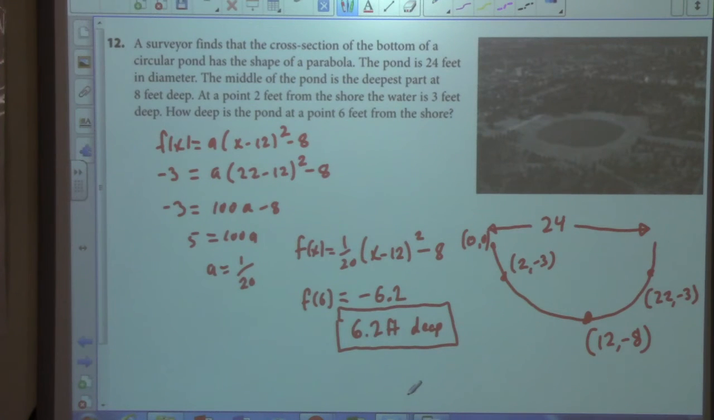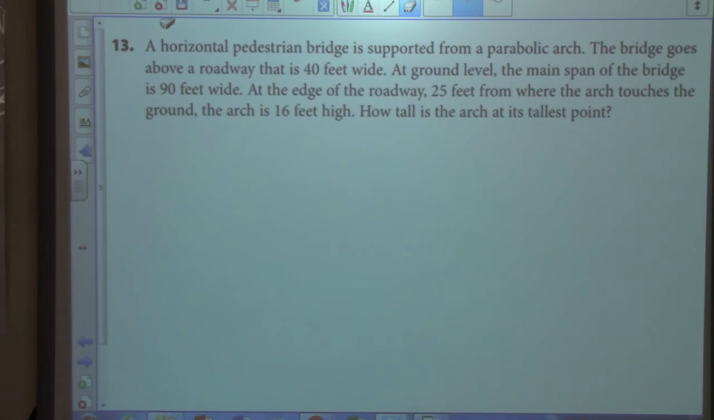All right, I want you to work on number 13. 13 is even a scant bit more challenging, so go work on 13, and we will just go to that point, maybe as far as we get.